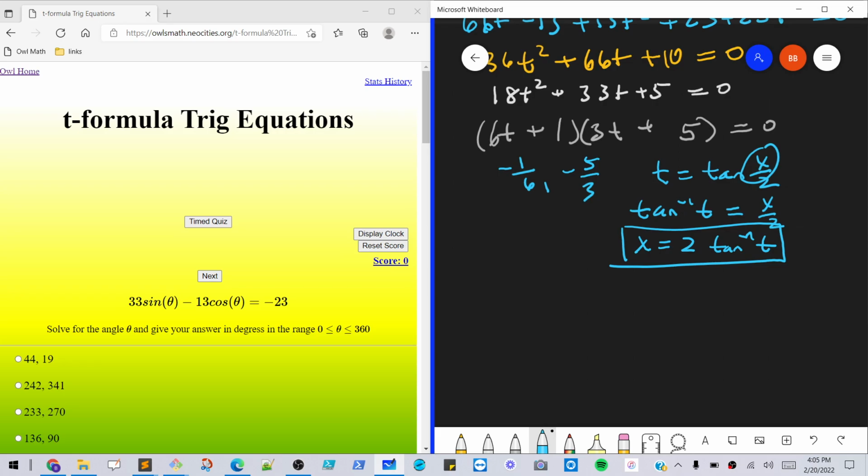So then, to find x, we got two things to solve here. We have x equals 2 tan inverse of negative 1/6. We have x equals 2 tan inverse of minus 5/3. They want the answer in degrees, so I'm going to get it in degrees. I'm going to use my calculator right here.